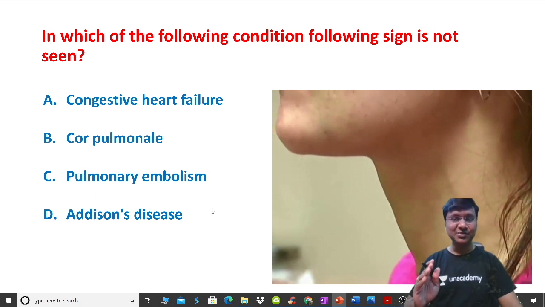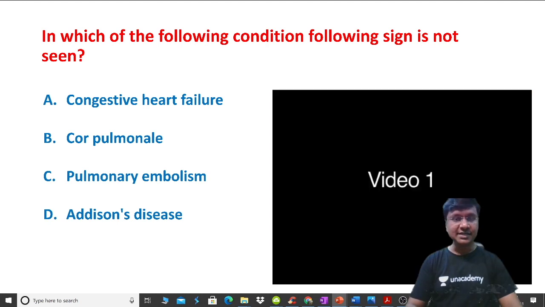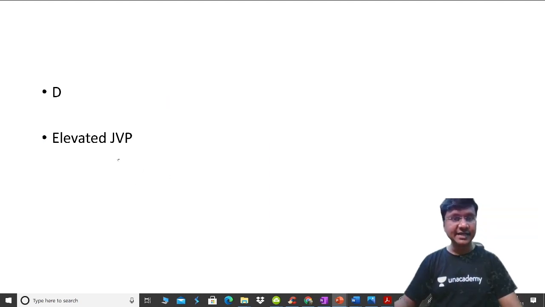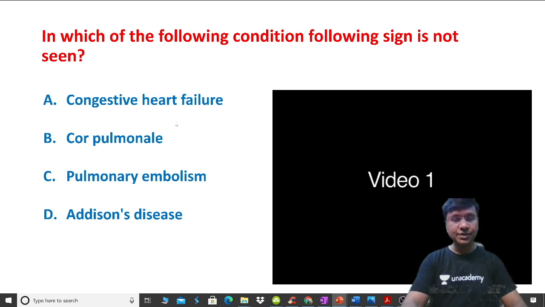So first of all, what is it that you need to make out? What exactly is that particular sign? That particular sign is nothing but an elevated JVP. You can observe that beautiful wavy pattern within the jugular vein. Elevated JVP, you will observe in patients with congestive heart failure, pulmonary hypertension, as well as pulmonary embolism. But remember, in patients with Addison's disease, the JVP is reduced, right? They have low JVP. This is a very important point that you have to know.